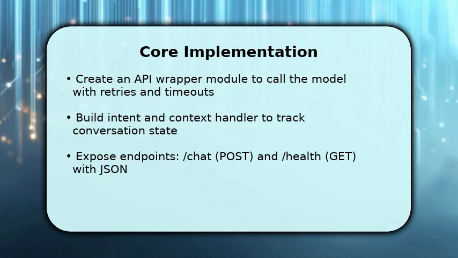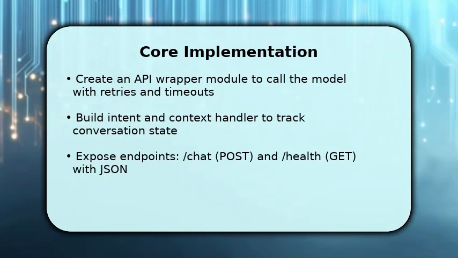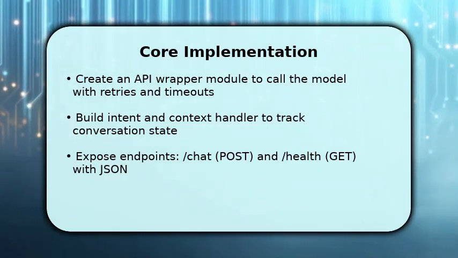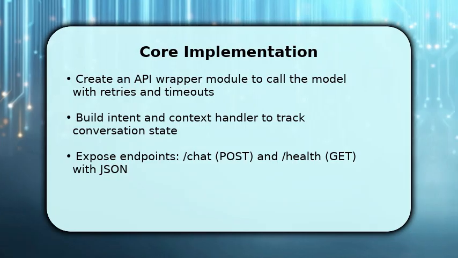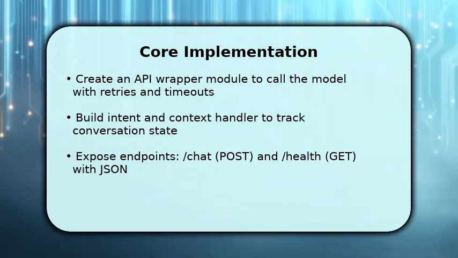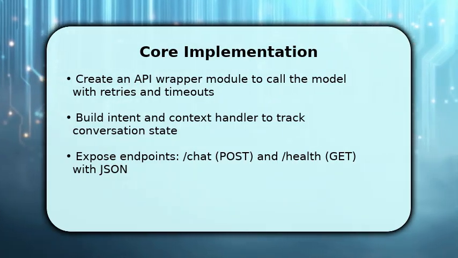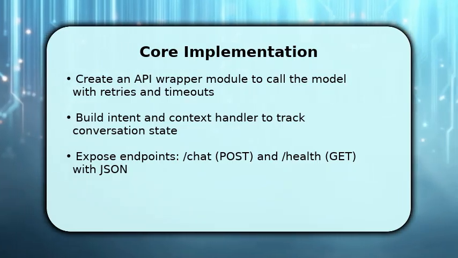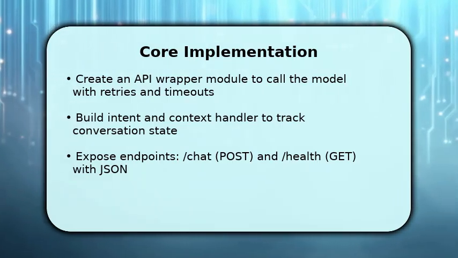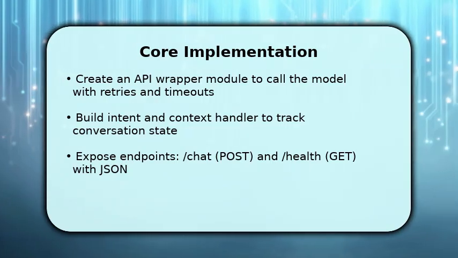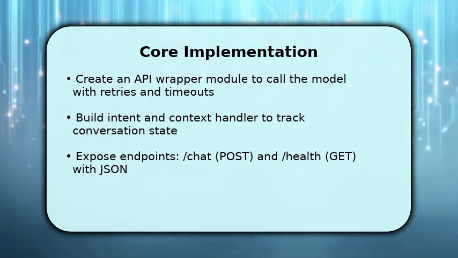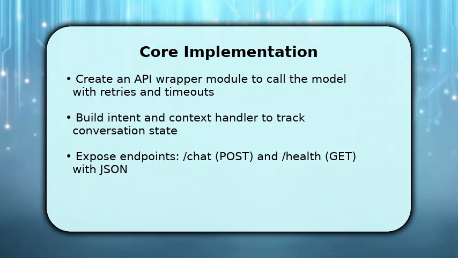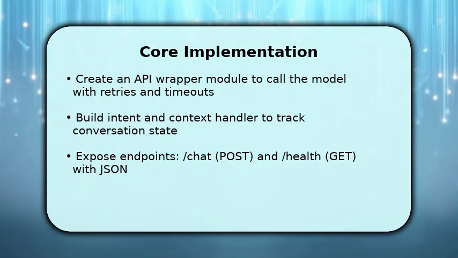Now implement the core. Write a simple API wrapper that sends prompts, handles rate limits, and retries. This prevents silent failures. Then build a conversation manager to store context, manage turn history, and apply prompts or system messages. This keeps replies coherent. Next, create endpoints, a POST /chat that accepts user input and returns JSON, and a GET /health for basic status. Once done, you can iterate on prompts and parameters to refine behavior.